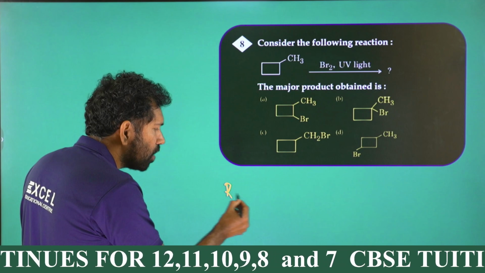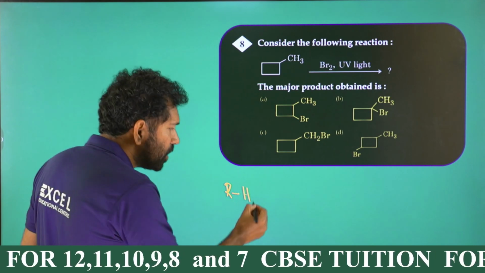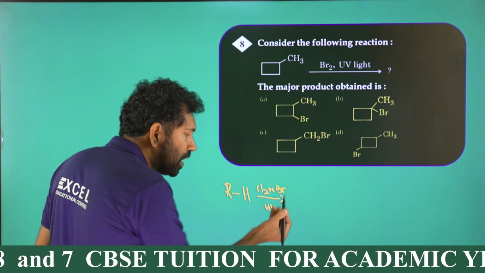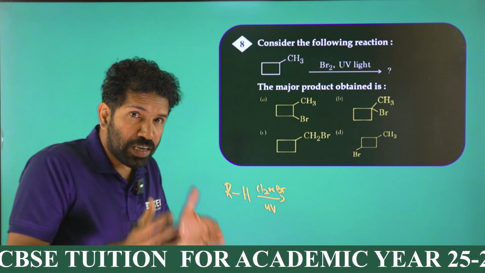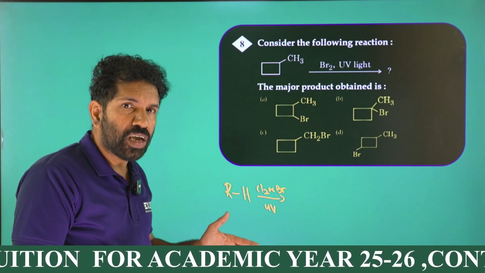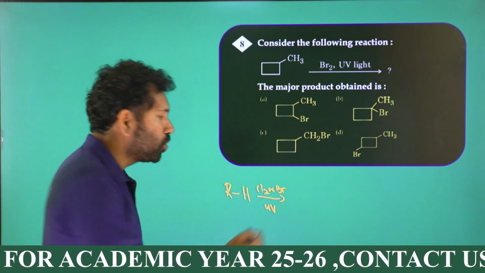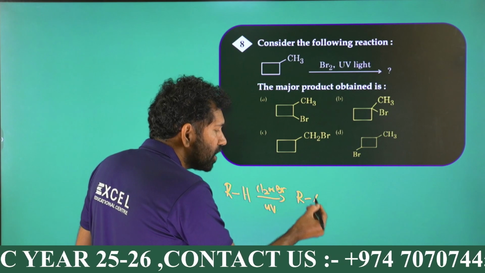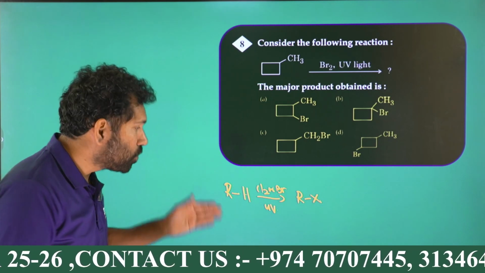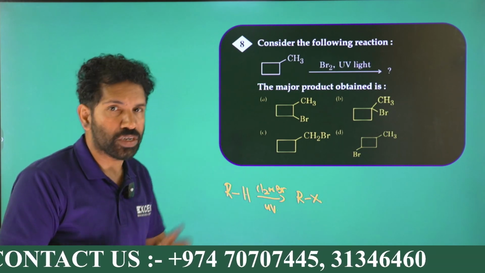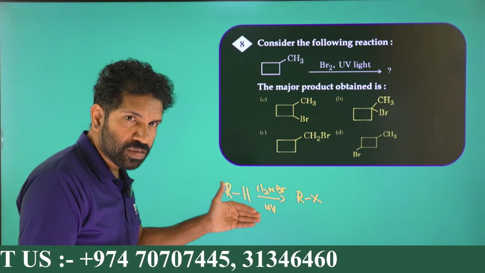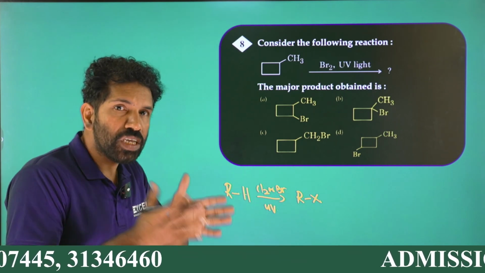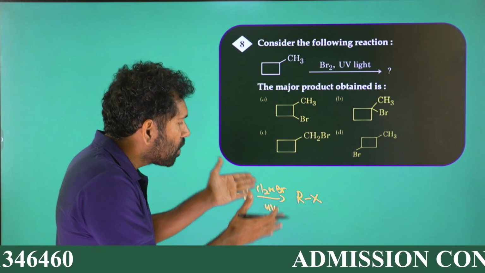This is RH, an alkane. We are treating it with chlorine or bromine in the presence of UV light or sunlight. You will remove one hydrogen and keep chlorine or bromine over there. So this is called the monohalogenated product. And this reaction is carried out according to the free radical mechanism, students.